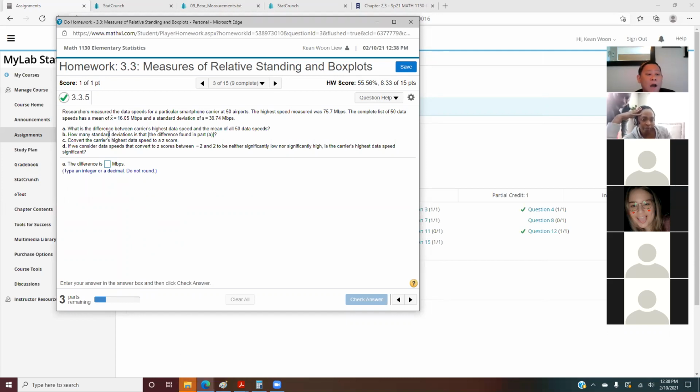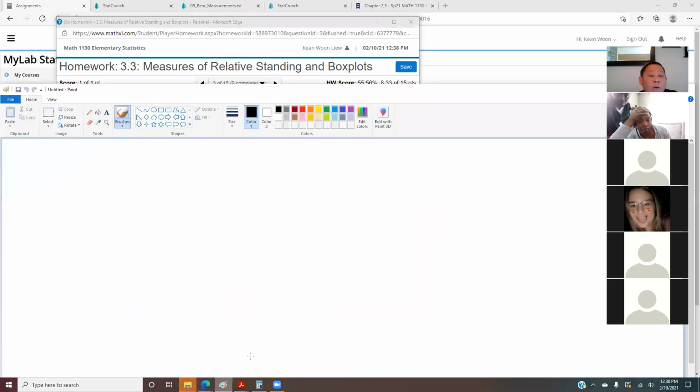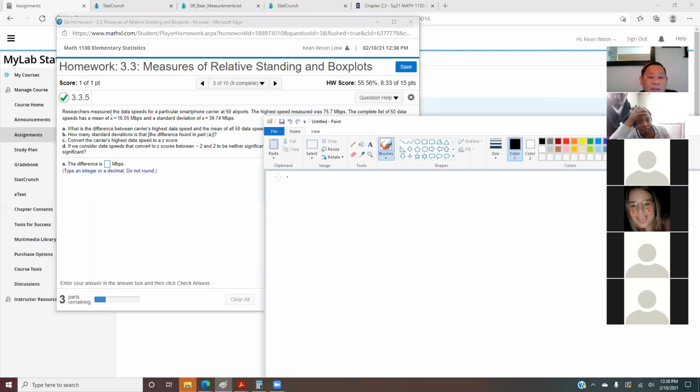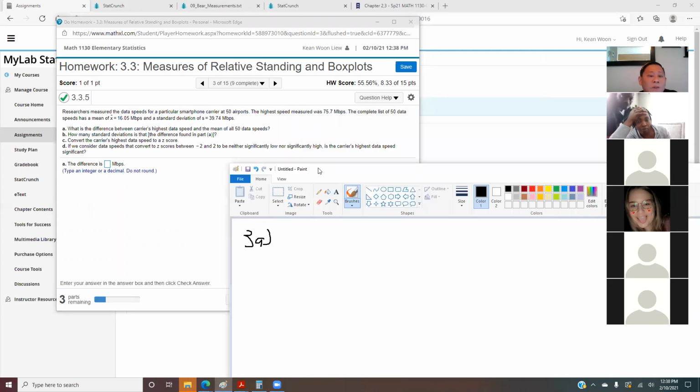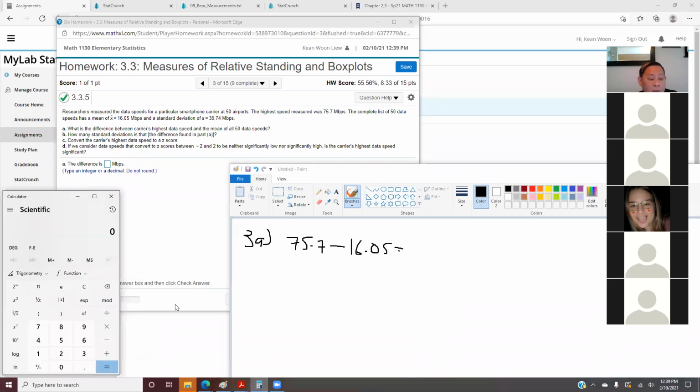So the standard deviation calculation is exactly like a z-score. The first one is asking for the difference. I think you guys know how to do the difference, right? Yes, subtract. You just take 75.7 and subtract 16.05, the mean. This is the first one that you do, so it's not that tough. Calculator can do that. So 75.7 minus 16.05 is 59.65.